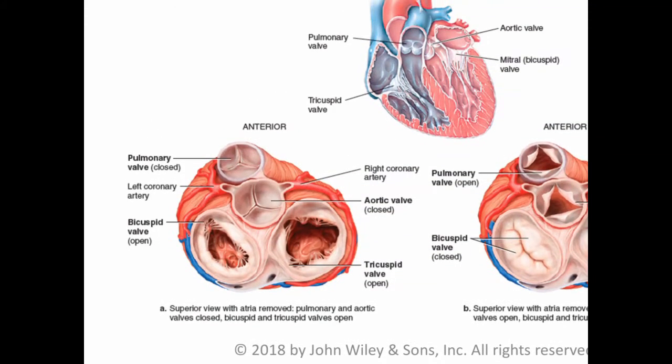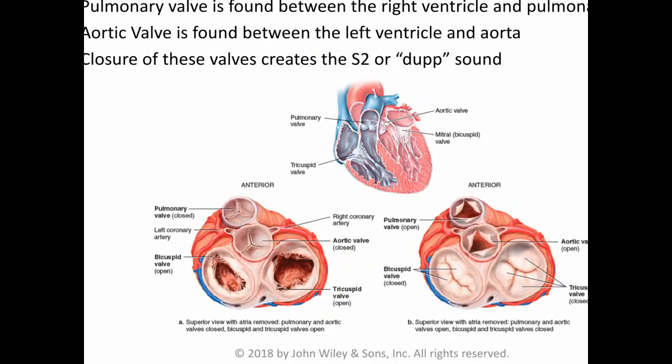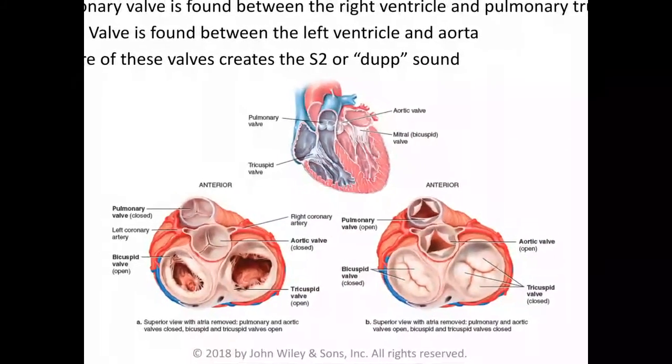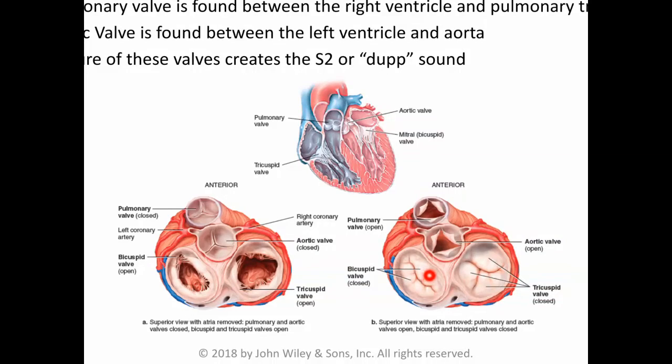So here are your valves. So this is opened, the tricuspid and the bicuspid valve. We call them bi and tri again because of your flaps. So we have bicuspid, 2 flaps, tricuspid, basically 3. And then you have your semilunar valves here. Now, if you notice, this is the chordae tendineae. These are the heartstrings.